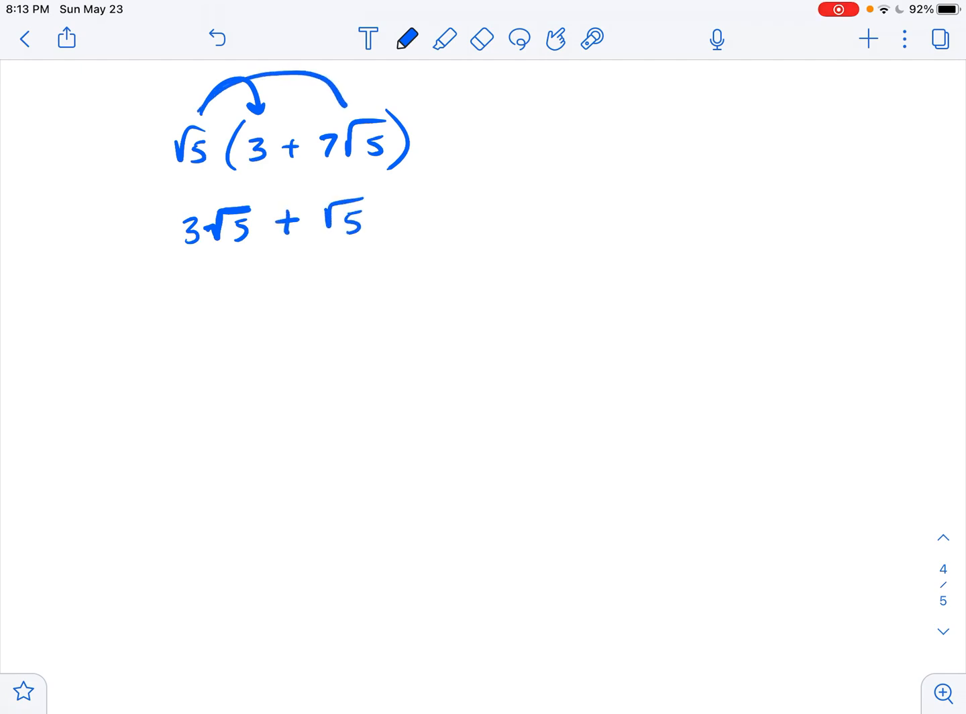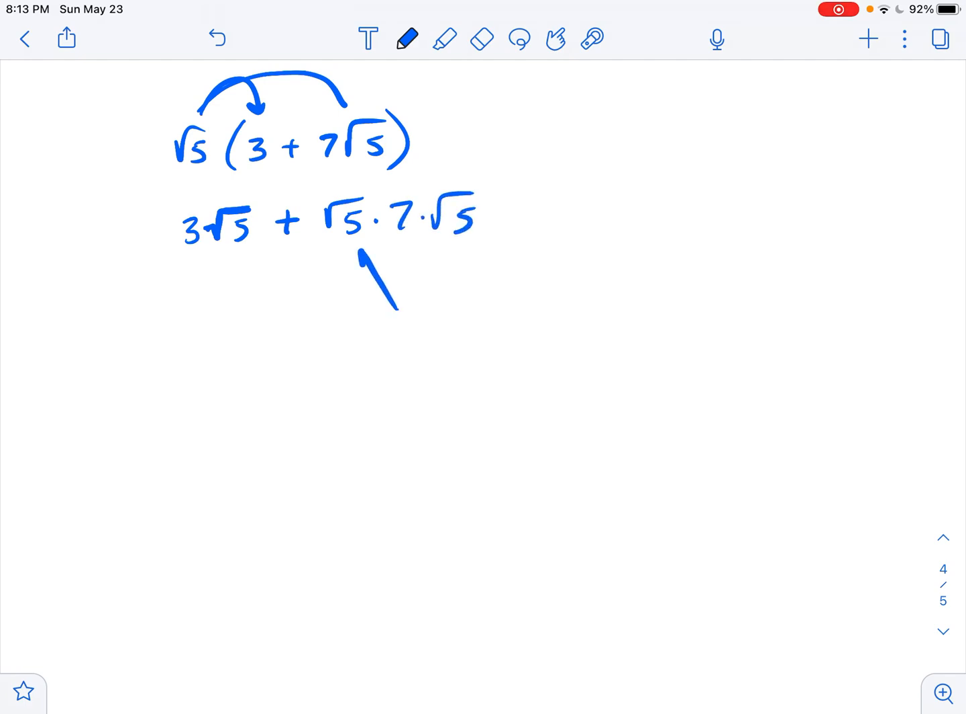So let's practice. Let's say we have a root 5 times a 3 plus 7 root 5. You're going to distribute the root 5 to the 3, and you end up having a 3 times a root 5, or we would just call that 3 root 5. Plus, this is a root 5 times a 7 root 5.